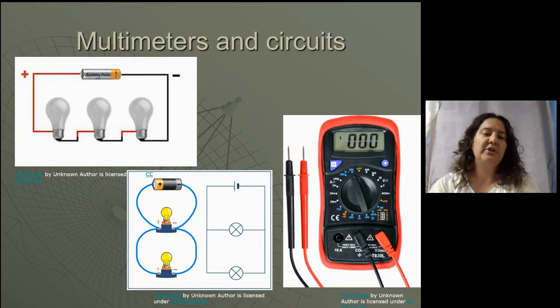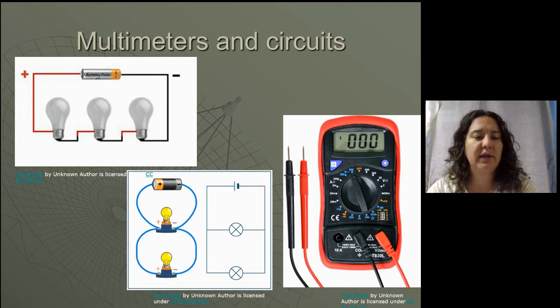The top left picture is a series circuit. There are three light bulbs connected, but if one of the light bulbs broke and wasn't able to connect to the circuit, all three light bulbs would go out. And the one on the bottom is a parallel circuit because there's more than one path for electricity to flow through. So if one of the light bulbs went out, the other light bulb would be able to remain on. And lastly, that's a picture of a multimeter that we can use to measure volts or amps.